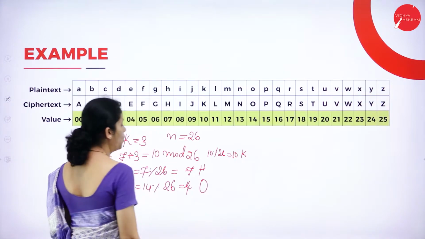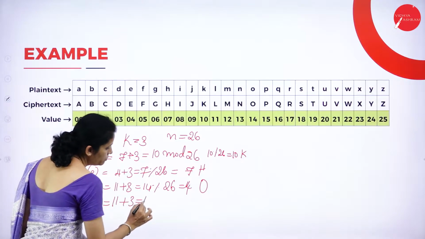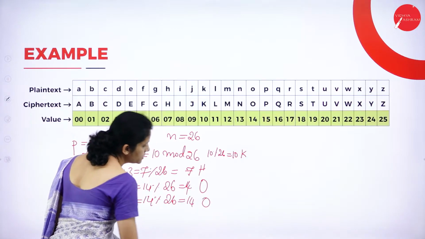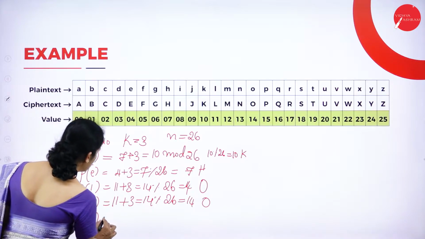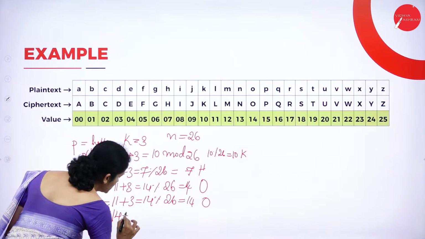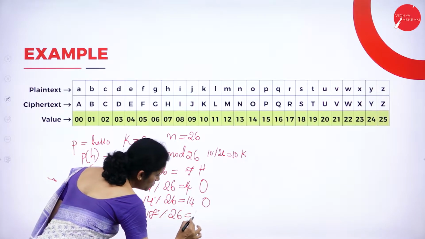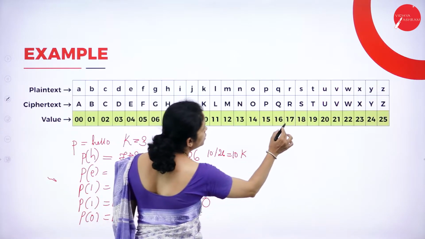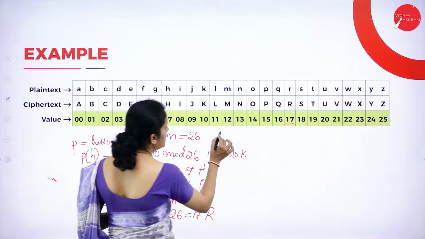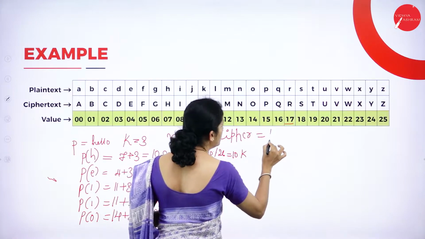So it is 14. And what is present at the location 14? It is O. And for the next occurrence, same thing: 14 mod 26. Once again, it is 14. And what is present at the location 14? It is O. Now, I am having O. So O is 14. 14 plus 3, it is 17. 17 mod 26 equal to 17. And what is present at the location 17? It is R. So what is the ciphertext I got here? It is KHOOR.